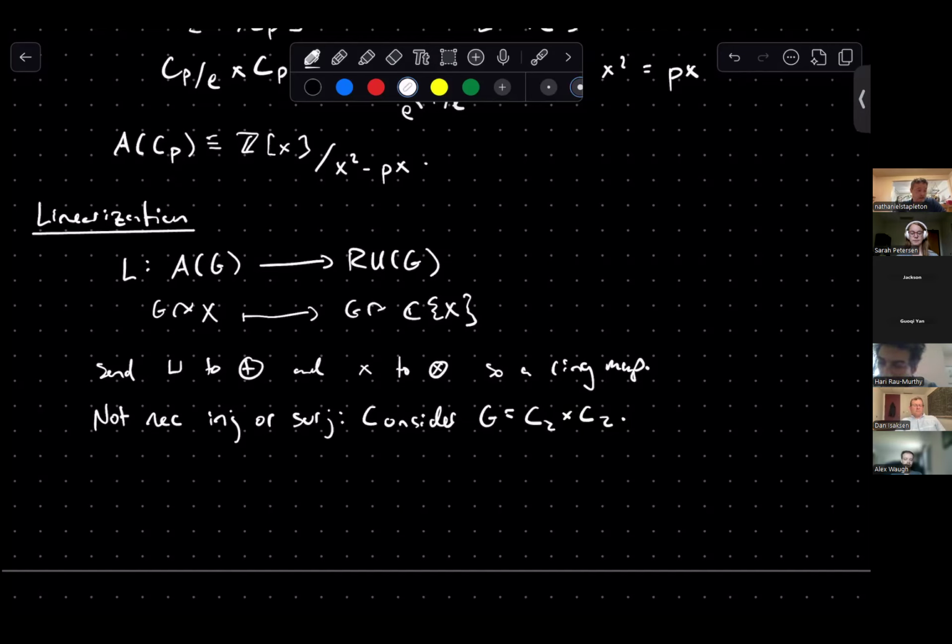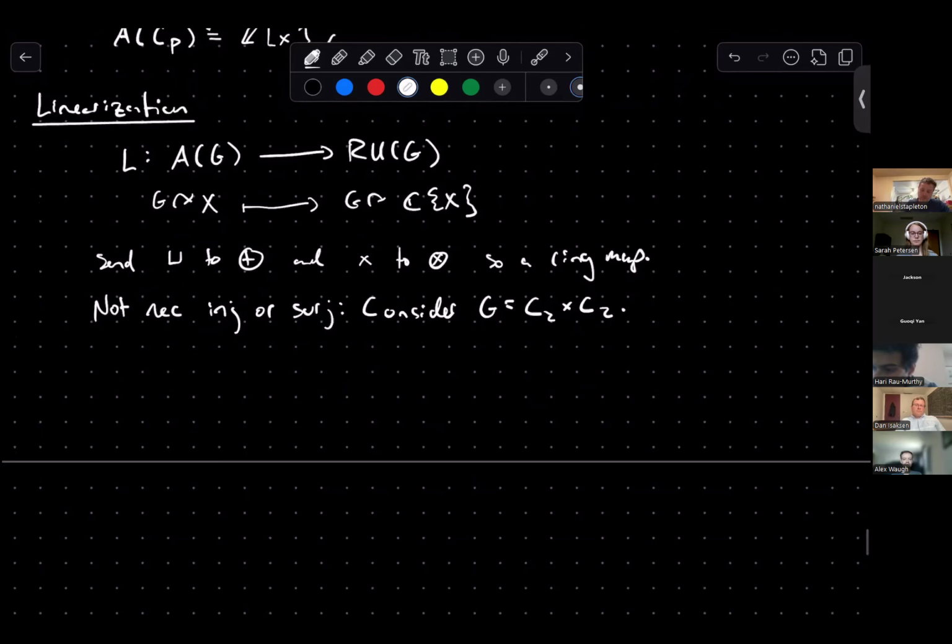And it is a fun exercise, which I will give you, to try and write down an element in the kernel of this map. So write down an element in the kernel of this map in the case of the Klein 4 group. Okay. Are there any questions at this point?